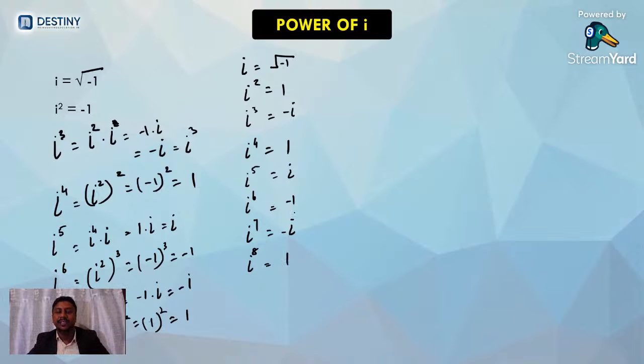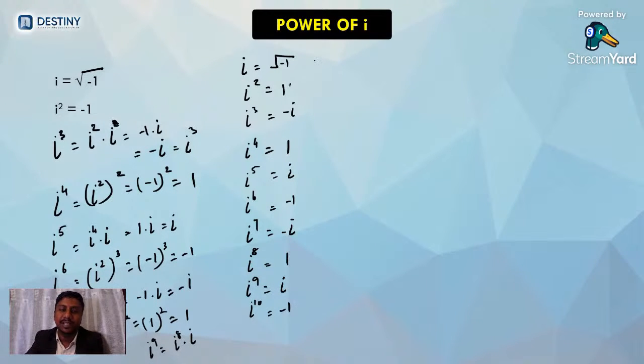So if you see root of -1, that is i; 1 is -i... likewise it will come. Next, i power 9. If I take i power 9, that means i power 8 into i. i power 8 is 1, and 1 times i is i, right? So i power 9 is equal to i. So i power 10 is equal to i power 9 into i, that is i into i square, that is -1. Likewise, you can write these numbers.